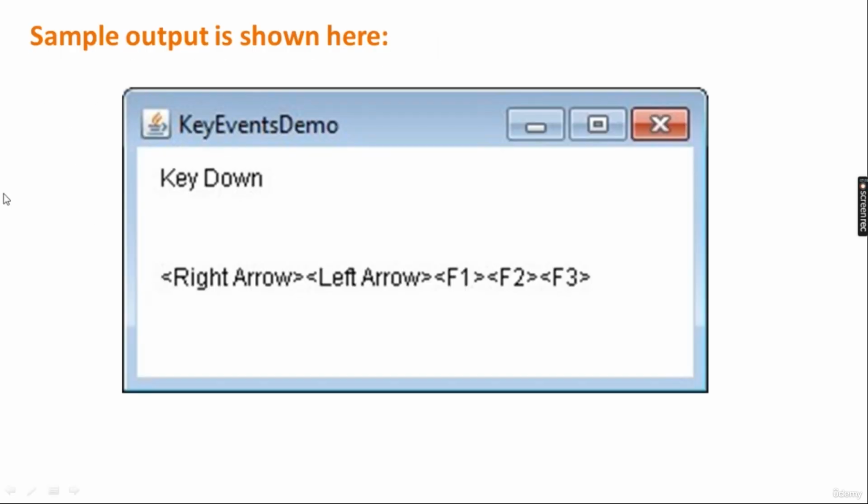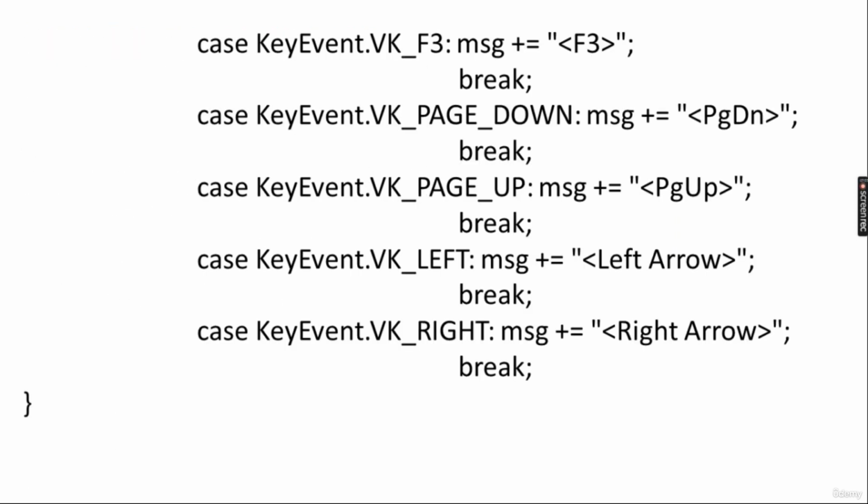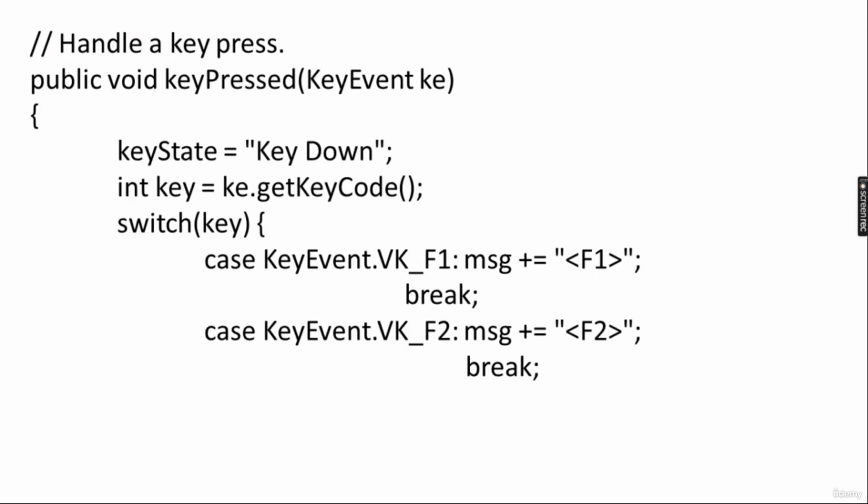So this is the output. Here the user has entered: click right arrow. So right arrow is displayed over here. Left arrow is displayed over here. F1, F2, and F3. This sequence is not necessarily always the same. Depending upon which keys you are pressing, your message will be generated. So the message will be appended like this.